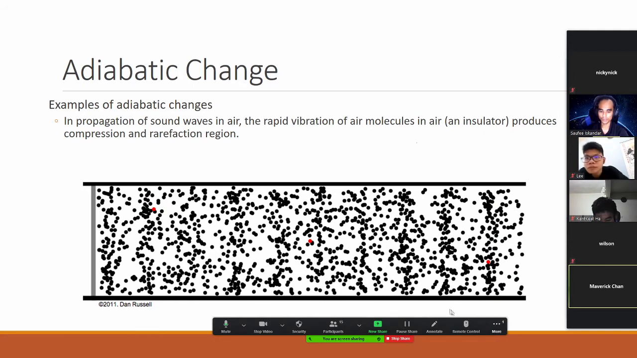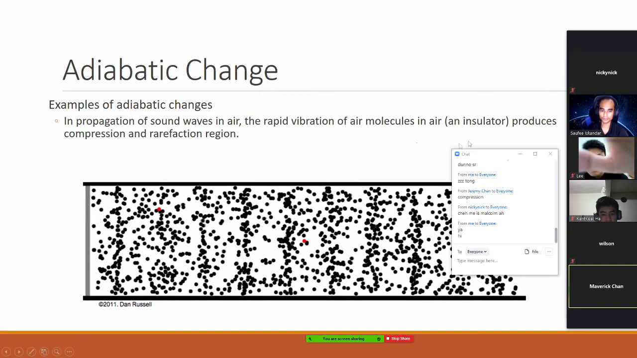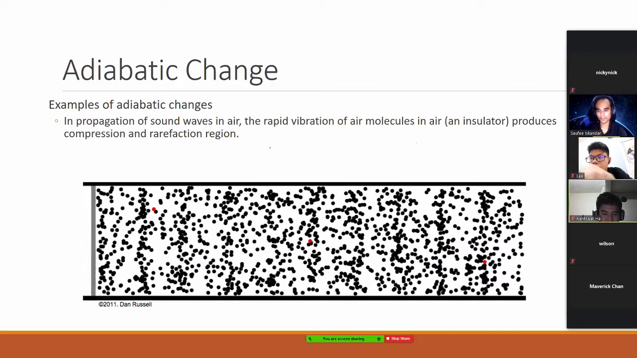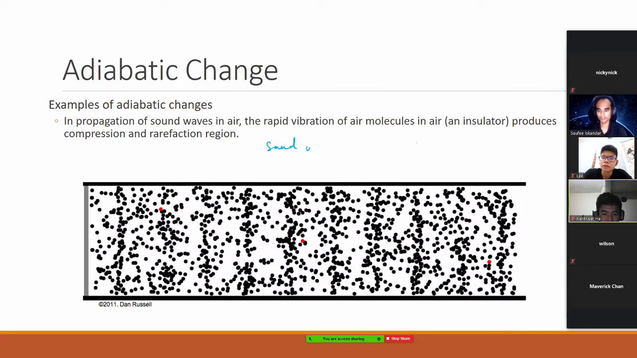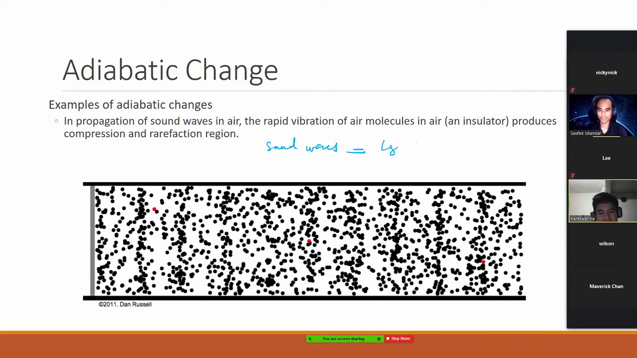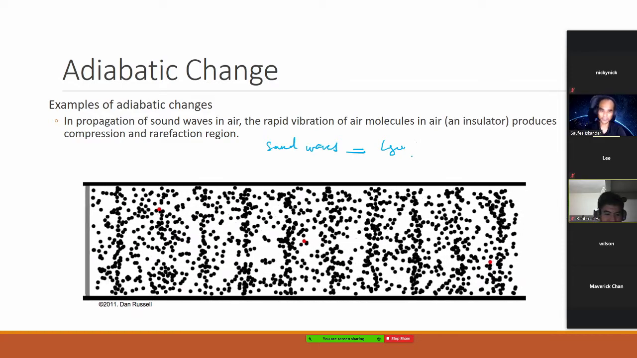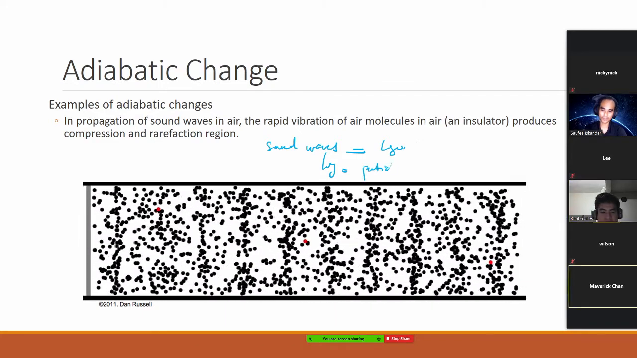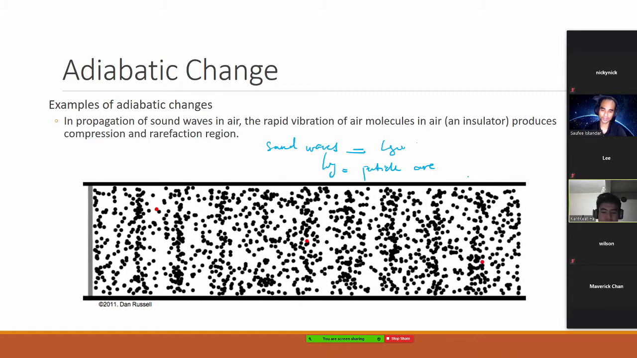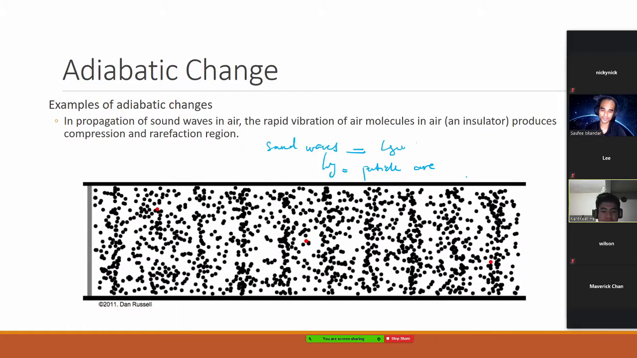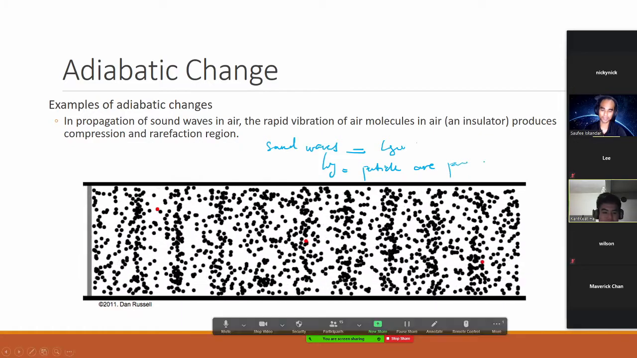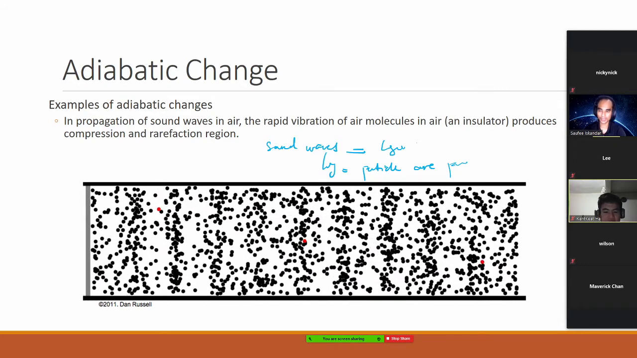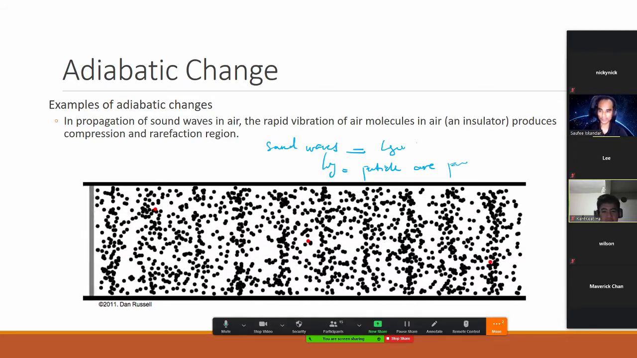What kind of wave is a sound wave? Mechanical wave. Transverse or longitudinal? Longitudinal wave. Why is it called a longitudinal wave? The particles undergo compression and rarefaction. The direction of propagation is not perpendicular but parallel to the direction of particle motion. So one example of adiabatic change is the propagation of the sound wave in the air.